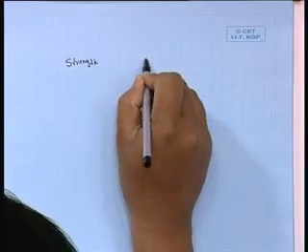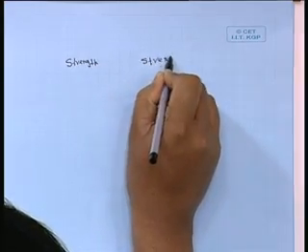Now, there are two important terms here, one is strength and another is stress, all right. So, stress and strength are the two important terms. So, we can write here strength and stress.